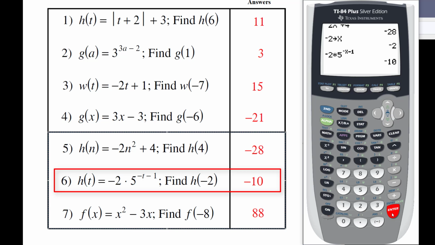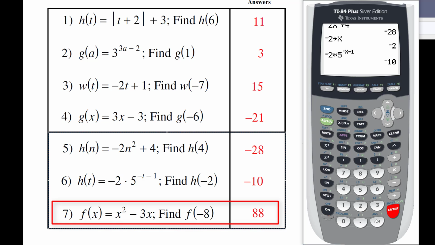Okay, this last one, we're going to have a value of -8 stored into x. I have to hit store first, and then x. Hit enter. Now we type in the equation x, use the square button, minus 3x. Hit enter, and that gives us 88.